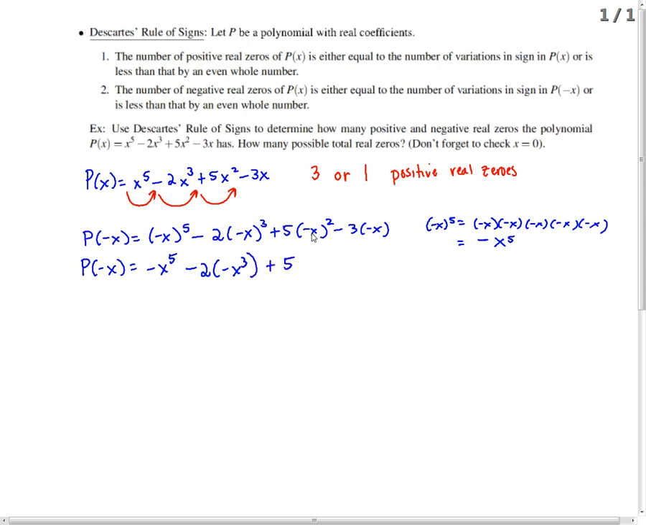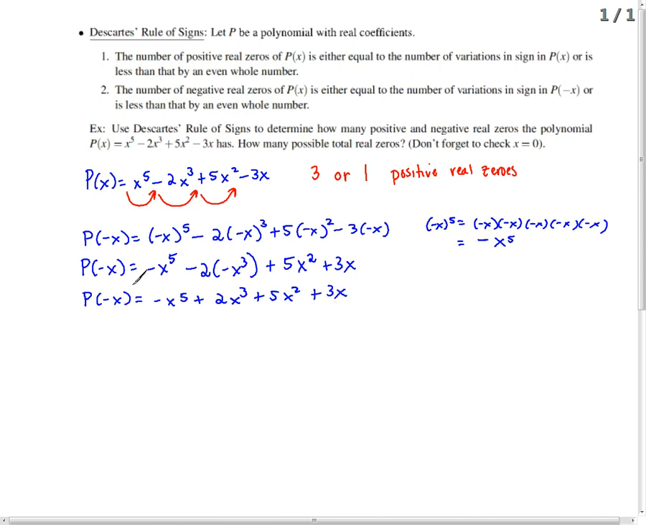If I have negative x and I square it, that's negative x times negative x. That's a positive because I have an even number of x's. Okay. And then I have a negative 3 times a negative x. That's plus 3x. If I clean it up, P of negative x is negative x to the fifth. A minus times a minus is a plus, so 2x cubed plus 5x squared plus 3x.